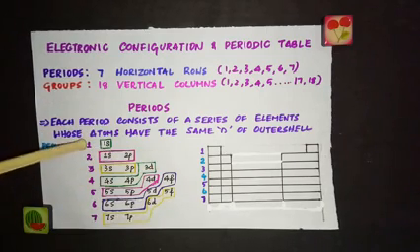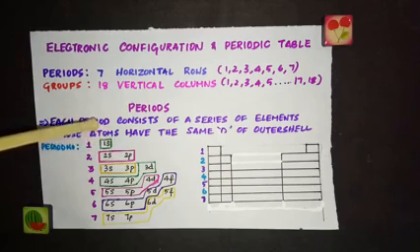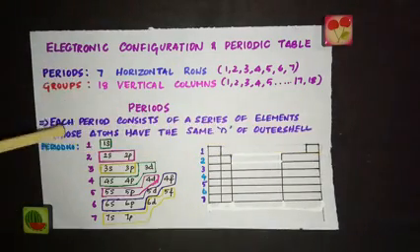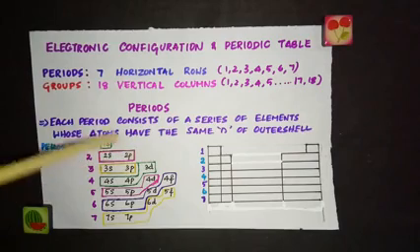See, in the first period, the 1s orbital is filled, which means in 1s there can be 2 electrons. So 1s1 is one element, 1s2 will be the other element. So there will be 2 elements in the first period. In the second period, what will be filled? 2s and 2p orbitals will be filled.